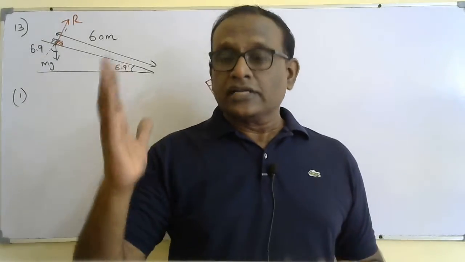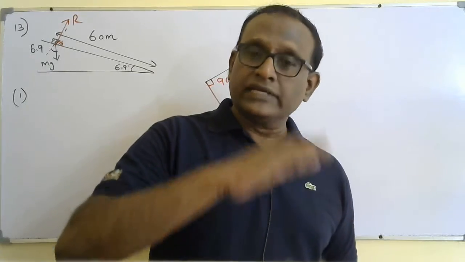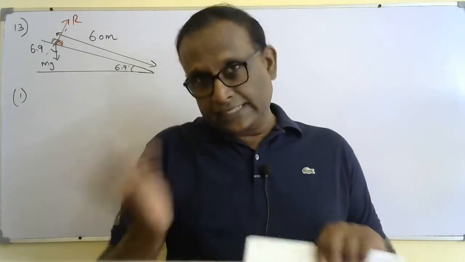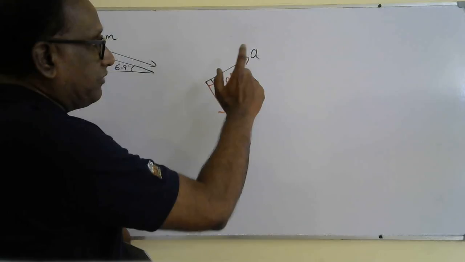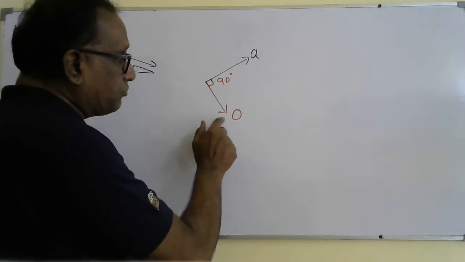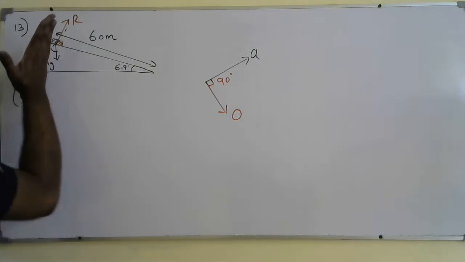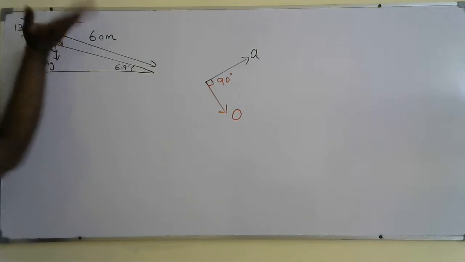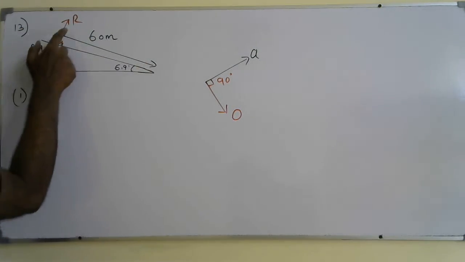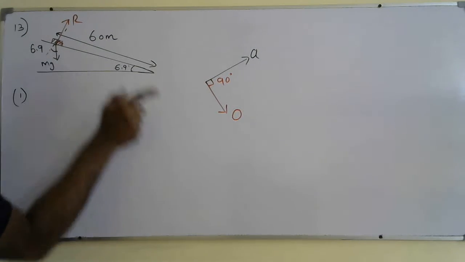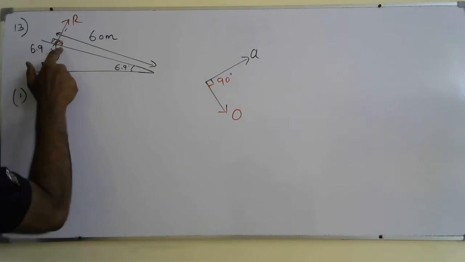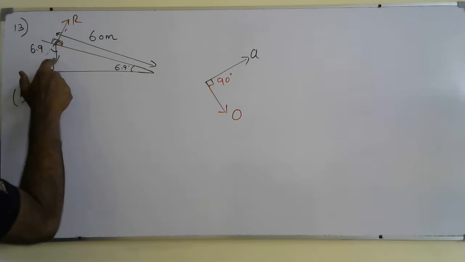Not only does a horizontal vector have no vertical component, a vertical vector has no horizontal component. Yes, that's true. But generally, when a vector is resolved through 90 degrees, it won't have any component. Here the normal reaction has no component along the slope because it is perpendicular to the slope. So the only force acting on the sledge along the slope down is weight.